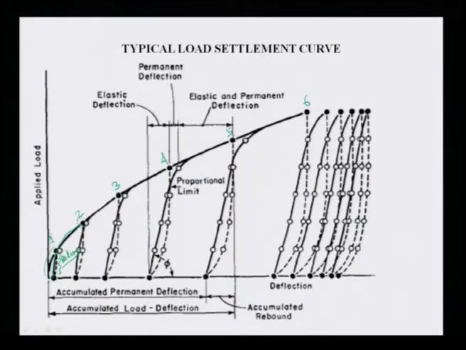Once the second increment is achieved, again as per the procedure, you unload it, at 2 kg per cm square. Then it will rebound and you can find out how much is your settlement. Then again you do it. So, with loading and unloading, if you go like this, you will find that up to a certain level, there are two parts you can get.